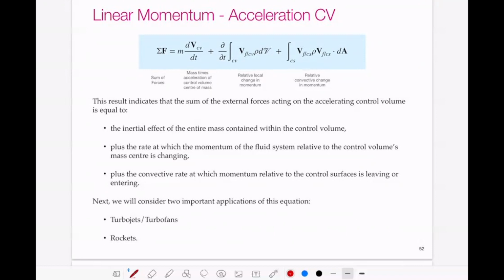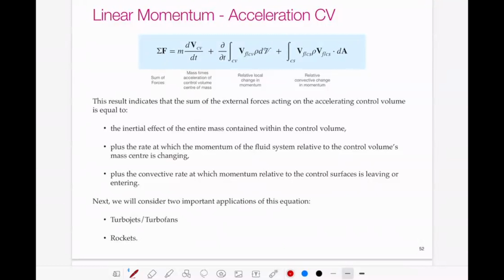So this result indicates that the sum of the external forces acting on an accelerating control volume is equal to the inertial effect of the entire mass contained within the control volume, plus the rate at which the momentum of the fluid system relative to the control volume's mass center is changing, plus the convective rate at which momentum relative to the control surface is leaving and entering.